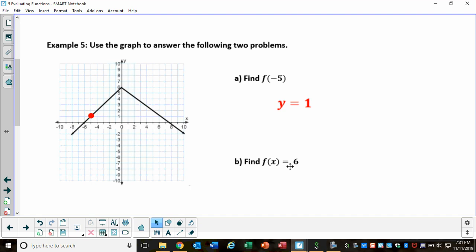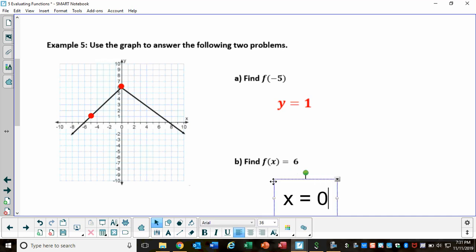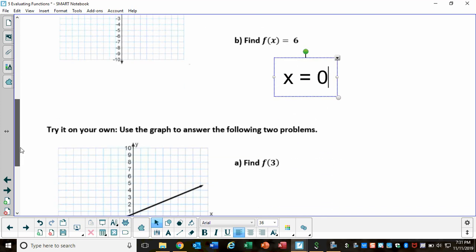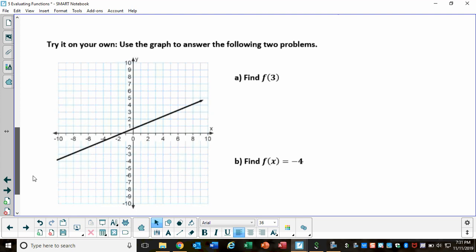B, find x when f of x equals 6. So when y is 6, what is the x value? I go to where y is 6. Right here, I'm going to plot my little point. What's the x value for that point? It's 0. X equals 0 is my answer. That's all I have to do for a graph. So now you guys are going to try this one on your own. This has an arrow here. There should be an arrow right here as well, not that it matters much. So you guys are going to try to find A and B on your own.